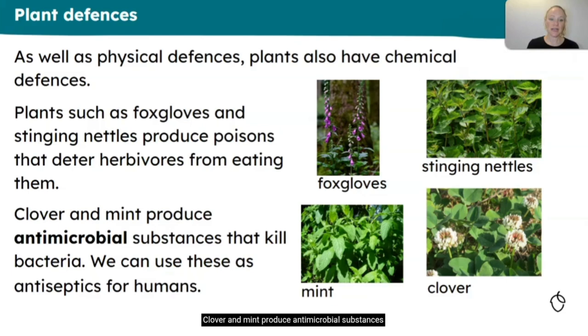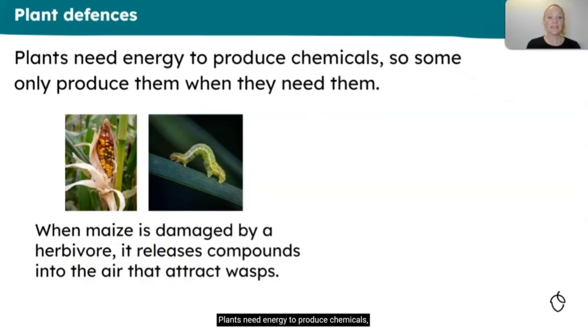Clover and mint produce antimicrobial substances that kill bacteria. We can use these as antiseptics for humans. So you can often get things like clover oil, for example, which people often use for teeth infections. So we have used the fact that the plants produce these chemicals to help ourselves. Antimicrobial means that it will kill a microbe. Plants need energy to produce chemicals, so only produce them when they need them.